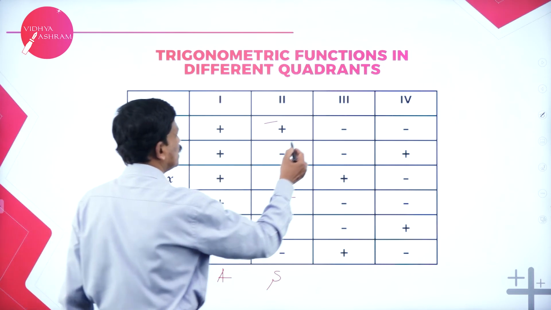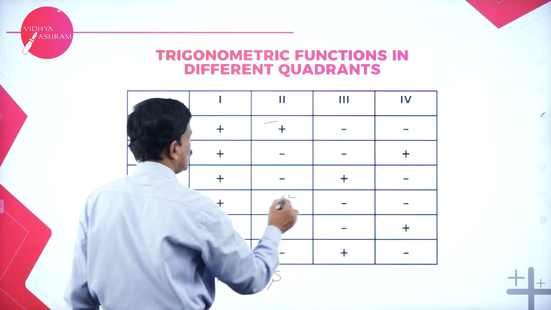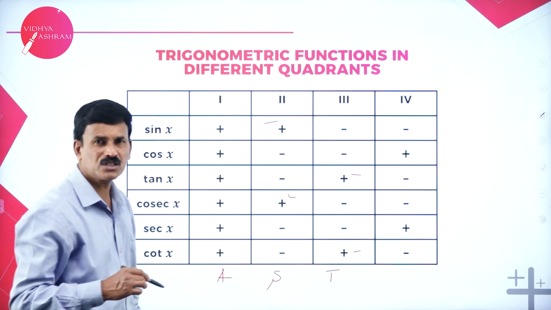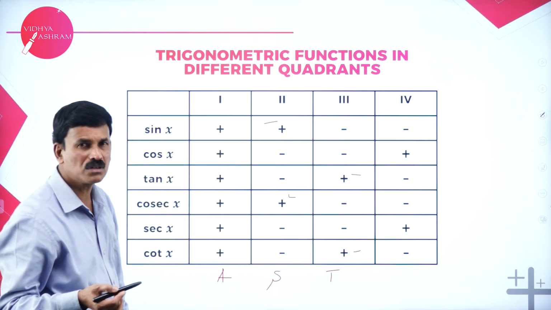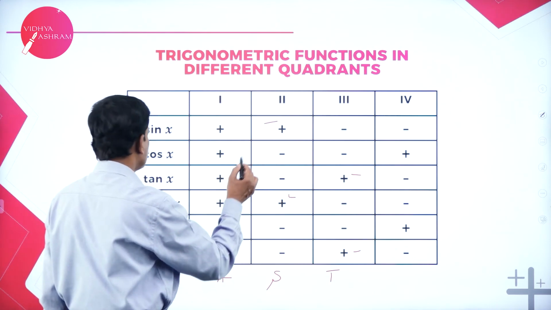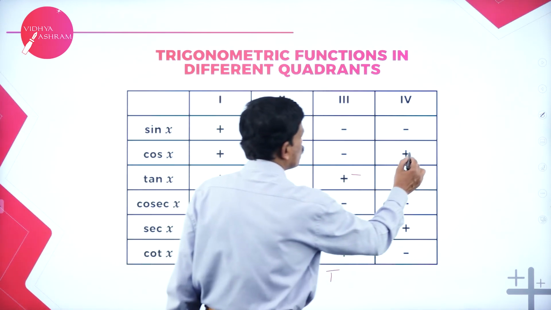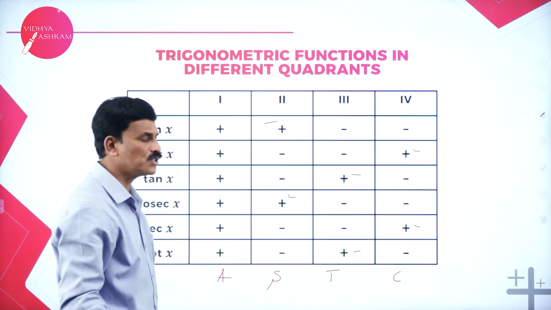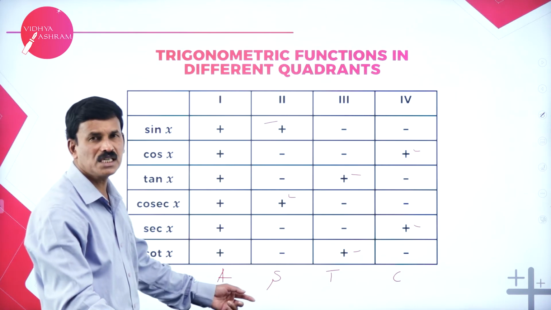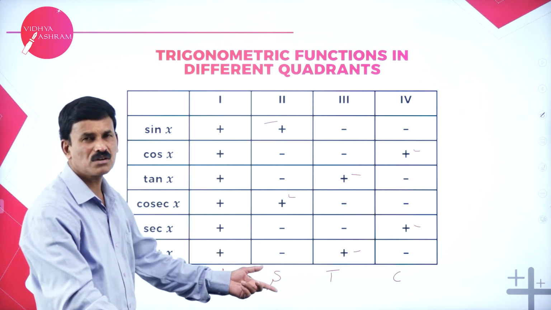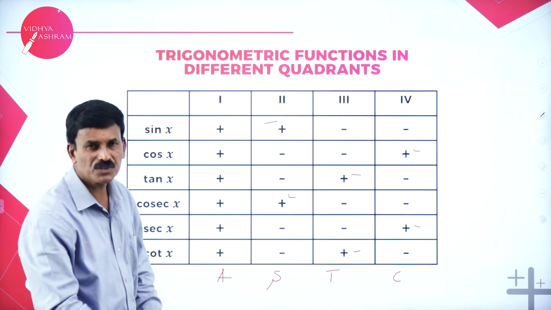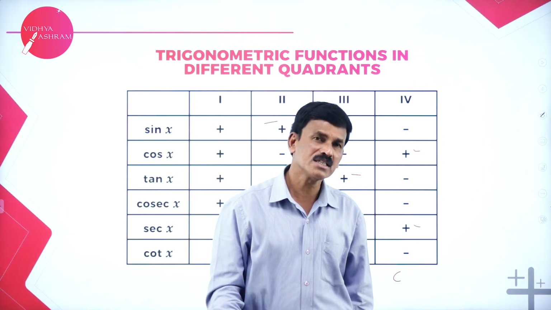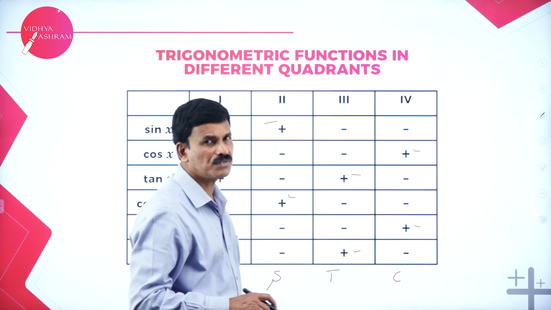Whereas in the third quadrant, tan x and cot x are positive, the remaining are all negative. Then in the fourth quadrant we have cos x positive and its reciprocal, secant x, also positive. Therefore this is abbreviated as ASTC: All Students Take Coffee, which we will study while doing the trigonometrical ratios of standard angles and allied angles.